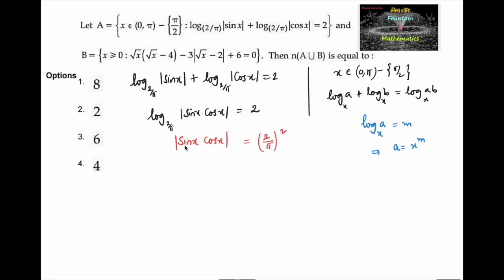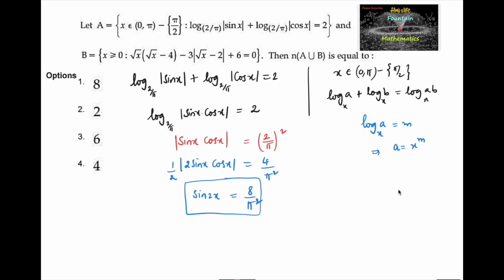Here multiply and divide with 2, 1 upon 2 times of 2 sin x cos x, which is equal to 4 upon pi square. 2 sin x cos x is sin 2x. Sin 2x is equal to 8 upon pi square. So 8 upon pi square value is less than 1.